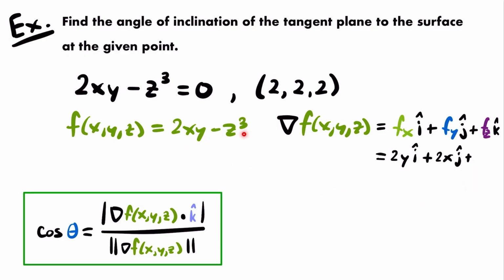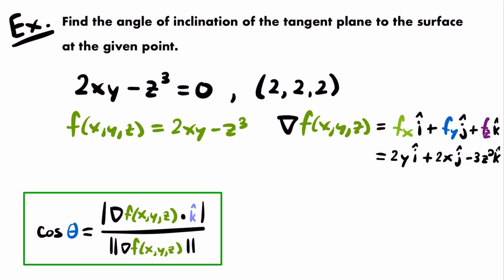and so we'll take a partial derivative with respect to z. 2xy would be a constant with respect to z, its derivative would be 0, and then the derivative of negative z cubed is negative 3z squared. So we'll write in minus 3z squared times k.